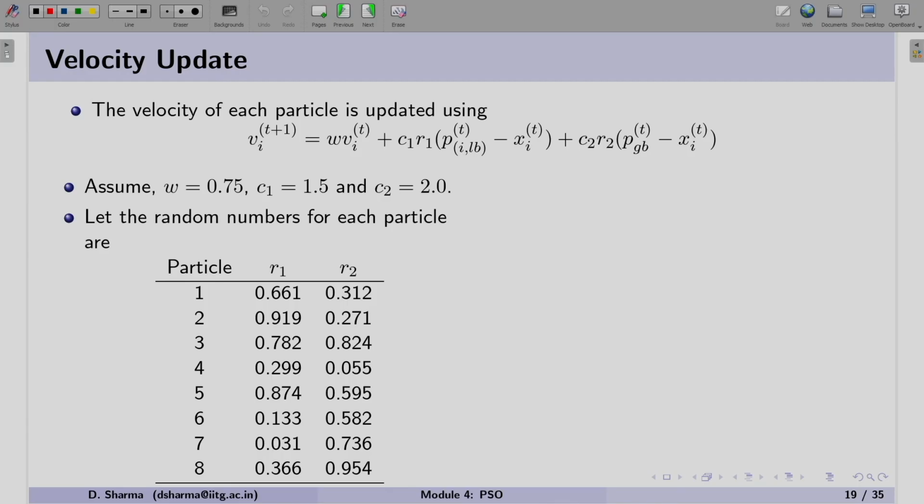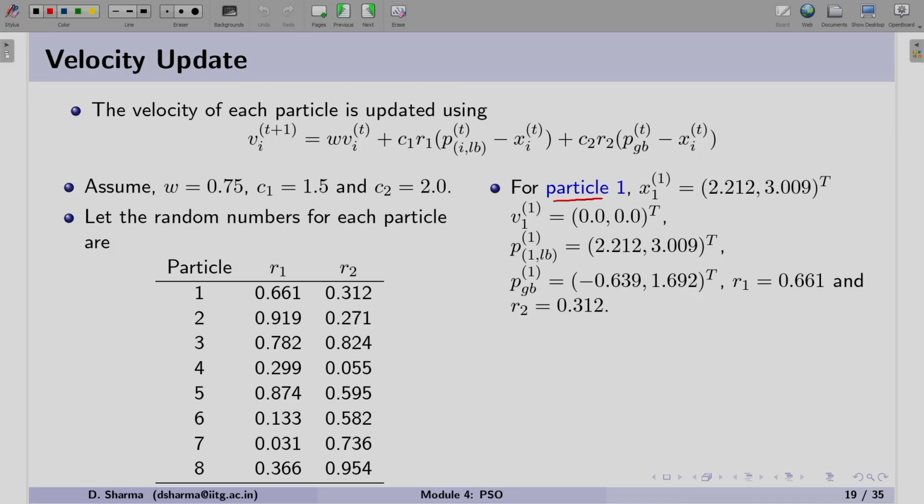Now, this equation involves r1 and r2, both of which are random numbers. These random numbers we can generate using our computer. A set of random numbers is given in the table on the left hand side, where the r1 component will be used for the cognitive part and r2 will be used for the social part of the velocity. For each particle, distinct random numbers are given. So, let us use them to update the velocity.